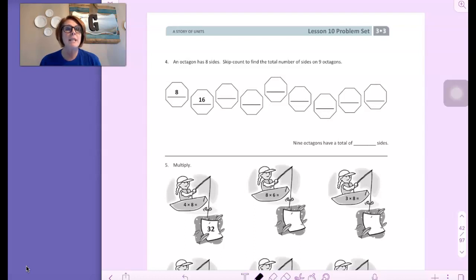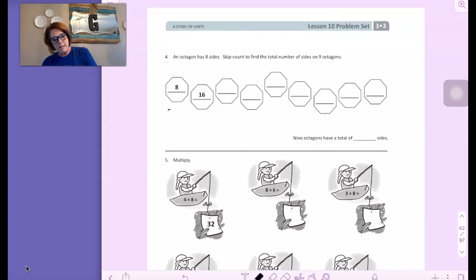So as we're thinking about this, maybe you're getting good at your 8 facts, 8 times 1, 8 times 2. So we can think of this as 8 times 1, 8 times 2, 8 times 3, 8 times 4, etc., to count by 8s. Counting by 8s is hard. So this would be 24, 32, and if I'm thinking 8 times 5, it's 40.